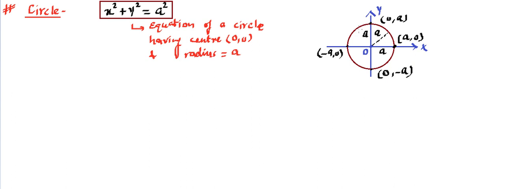Now these coordinates, that means these points, lie on the circle. If you place this point, that means x equal to 0 and y equal to a, then you'll find this equation will be valid or justified. So these are the points lying on this circle. In this circle there are infinitely many points lying. I have shown some points which are obvious and easy to calculate. So this geometry is called a circle.